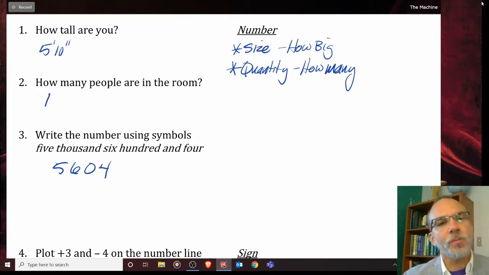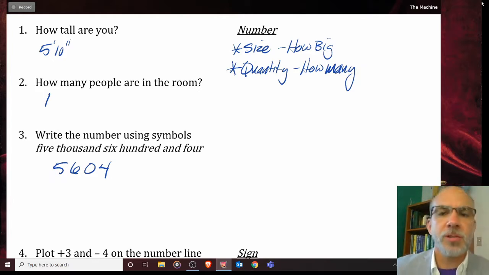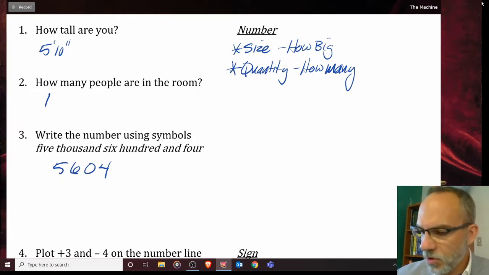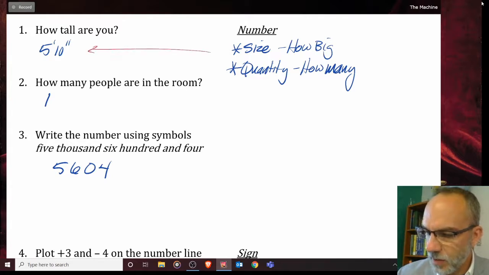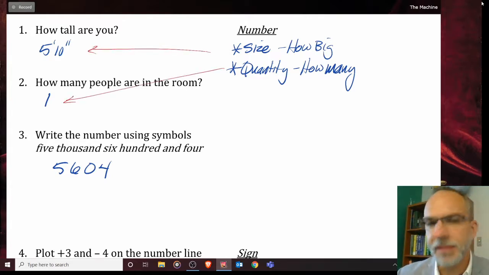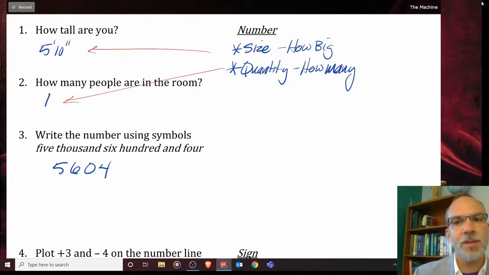Now this is crucial. I asked you two questions. How tall are you? Does that tell size or does that tell how many? Does that tell quantity? The first question addresses size. The second question addresses how many. Okay? There's two different kinds of number systems. One of them tells how big something is. The other can be the same kind of number, but the number tells how many of a single thing or how many of a thing there are.